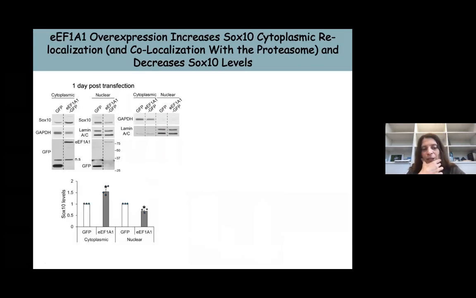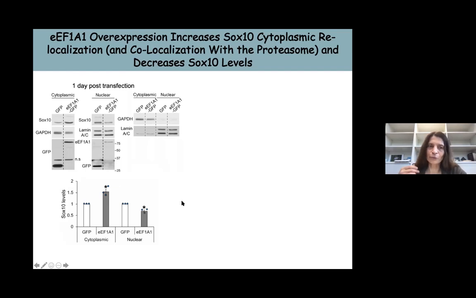So then the next question was, does EF1A1 target SOX10 to the proteasome? Does it induce the relocalization of SOX10 in the cytoplasm and then induce the degradation? To look at that, we transfected Schwann cells with EF1A1. So we overexpress EF1A1. And one day post-transfection, you can see that SOX10 in the cytoplasmic compartment is more abundant and is less abundant in the nuclear compartment. And that's the quantification here.